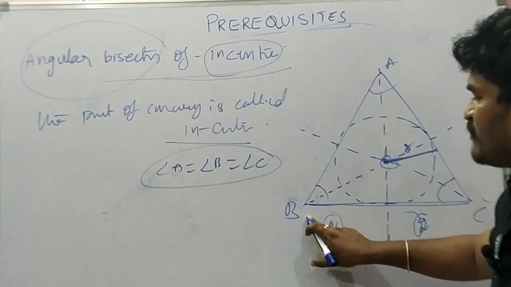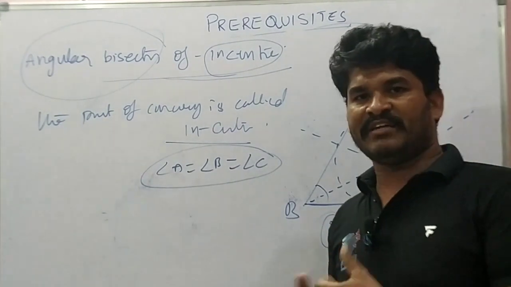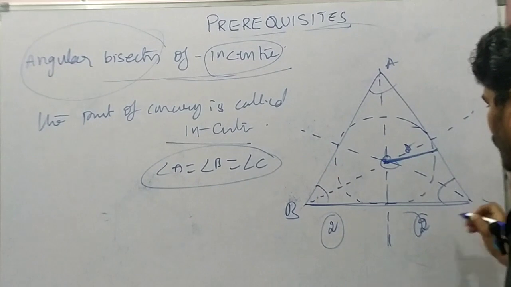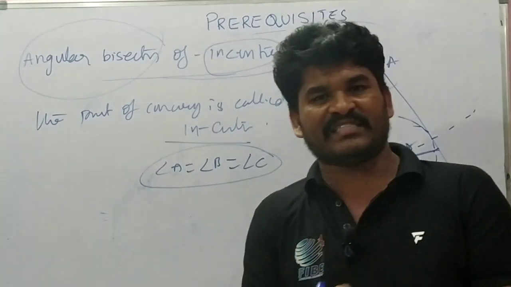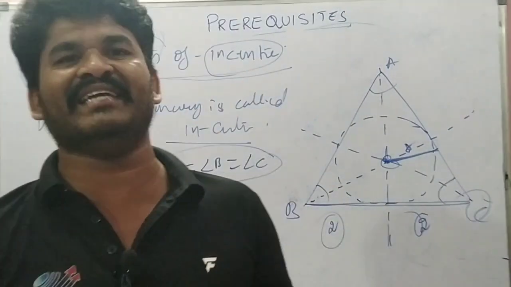In the same way, from point B a line is drawn, which is also a bisector dividing the opposite side. Same way, from point C also draw a bisector of the opposite side. So these are the angle bisectors of the incenter.